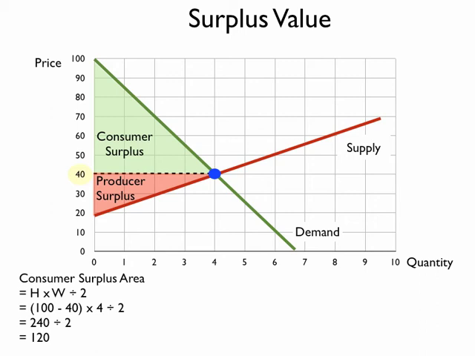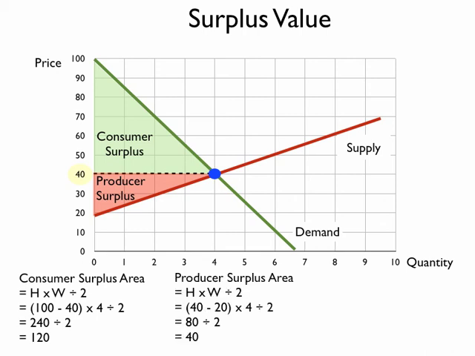100 minus 40. That's the height of the consumer surplus triangle. And then we're selling, in this case, only 4 units. So it would be 100 minus 40, or 60 times 4 divided by 2, or 240 divided by 2, and that would be 120. That whole area is 120. The other way that we could calculate is to simply count up those squares. If you count each one of those individual squares, you would end up with about 120 as well.